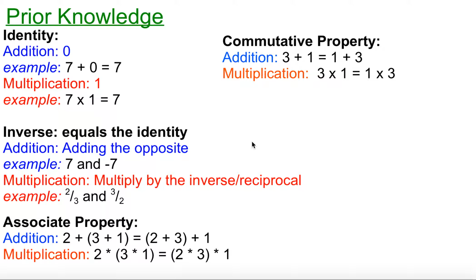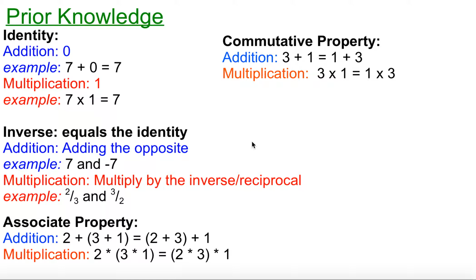Alright, so today we'll be doing different operations with matrices. With my students, I always start with our prior knowledge, seeing as everything always ties back to these different properties. So we'd review our identity property, our inverse property, our associative property, and also our commutative property.